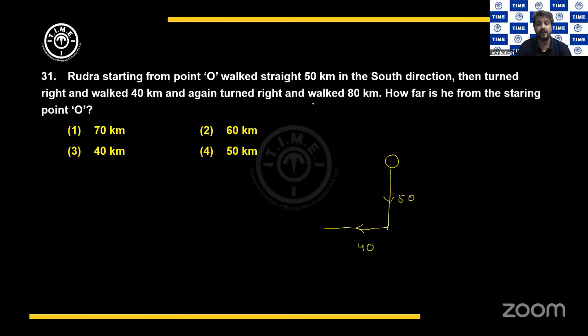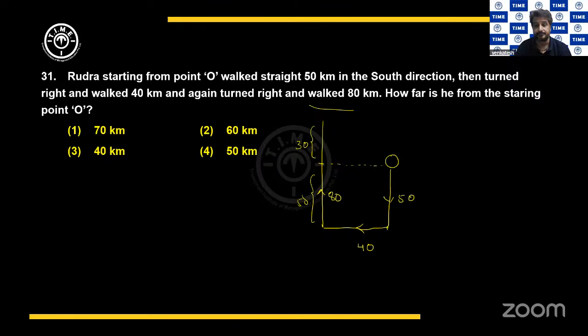Again, he turned right and walked 80 kilometers. While moving to the west, right is north again. Traveled 80 kilometers. When it is 80, these 2 points are on the same line. This will be 50. Remaining part will be 30. I hope you understood the point.